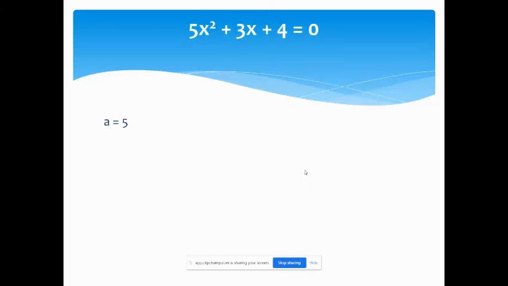How about b? We can see the value of b in the linear term. So what is the value of b in our equation? b is equal to 3. And lastly is our constant, which we can see in our constant term. So our c would be equal to 4.